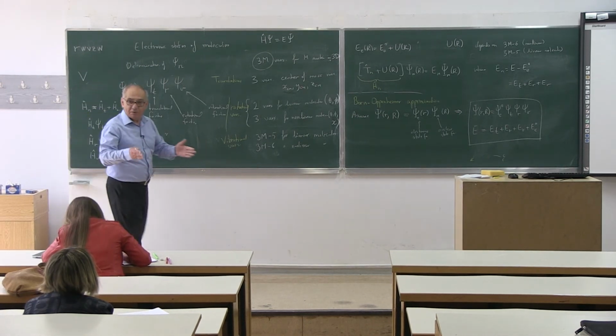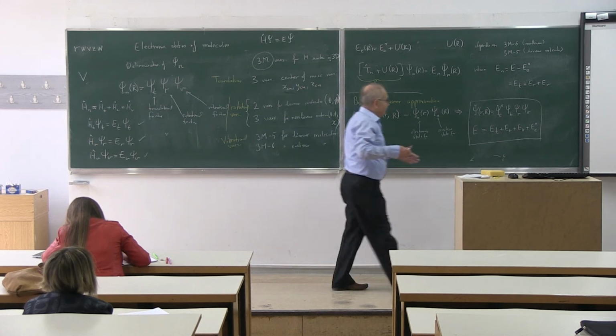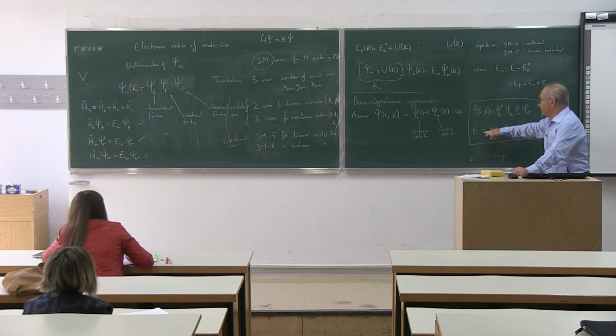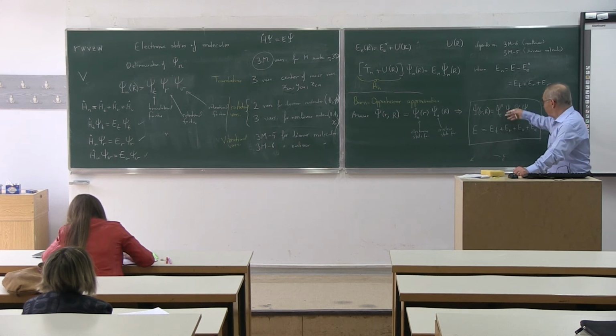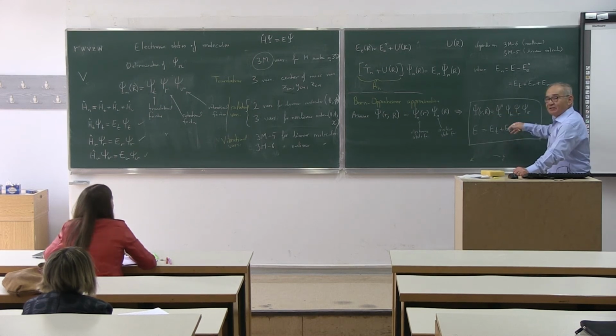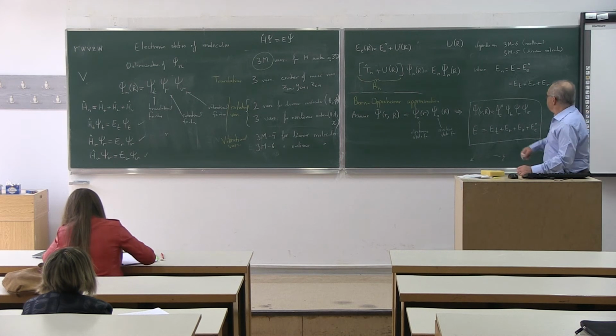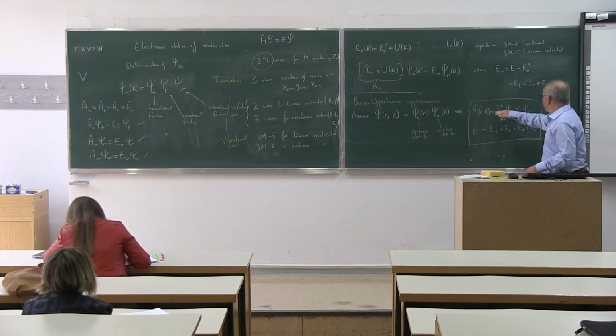And then to get the total energy, we have a very nice sum. The total energy of a molecule is the sum of translation energy of the nuclei plus rotation energy of the nuclei or molecule plus vibration energy of the molecule plus electronic energy of the molecule. And the total state function is a product like this.